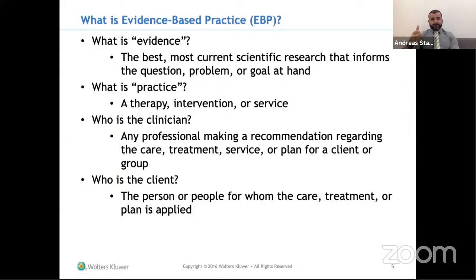What is practice? All this, and some kind of intervention, service, therapy. Who is a clinician? I said it can be anybody, any practitioner. And who is the client? The person who wants that care, treatment, or advice.